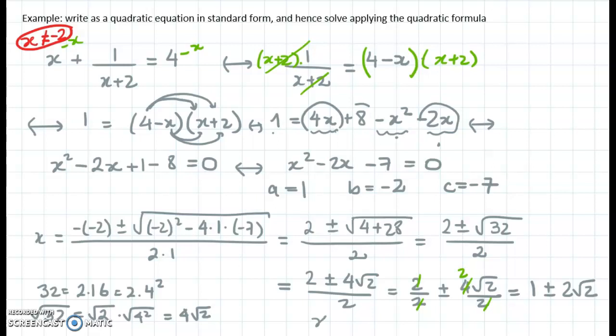So the two possible values for x are real values that are not rational, because square root of 2 is not rational. x can be 1 plus 2 times square root of 2, or x can be 1 minus 2 times square root of 2. And those were the values we were trying to find.